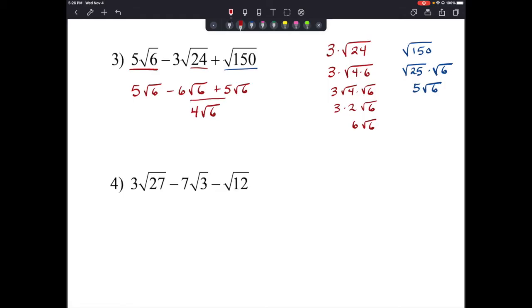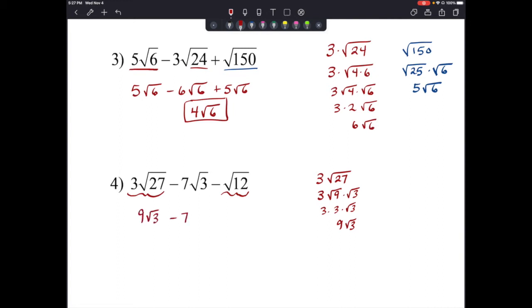Looking down below here, we've got 3 radical 27 minus 7 radical 3 minus radical 12. So it's pretty safe to say that we need to simplify this one, and we need to simplify this one. Our 7 radical 3 can't be simplified anymore. So 3 times the square root of 27, we know that the square root of 27 is like 9 times 3. So we're looking at 3 times the square root of 9 times the square root of 3, which is going to give us a total of 9 radical 3.